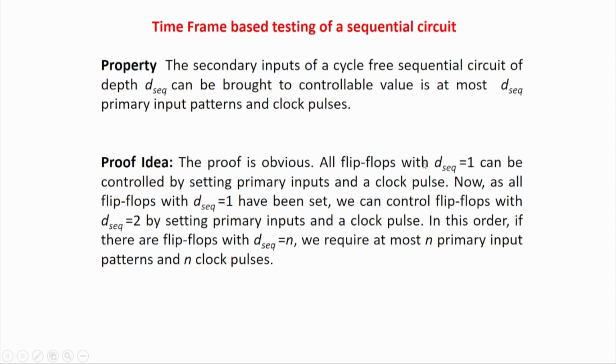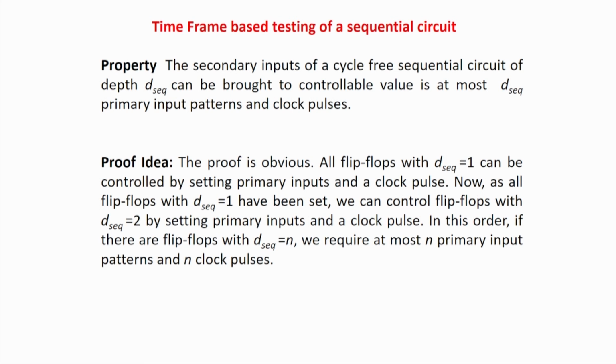All flip flops with D sequence 1 can be controlled by setting the primary inputs and a clock pulse. Now, level 2 can be controlled by D sequence 1 being controllable and the primary inputs. You keep on doing it and then you are going to see that D sequence number of primary inputs and clock pulses are required to control a flip flop at the level D sequence.